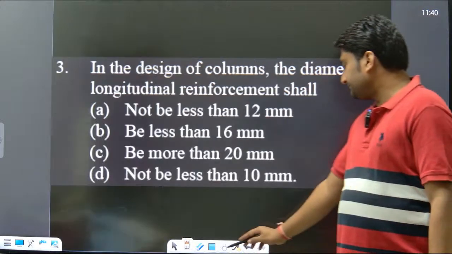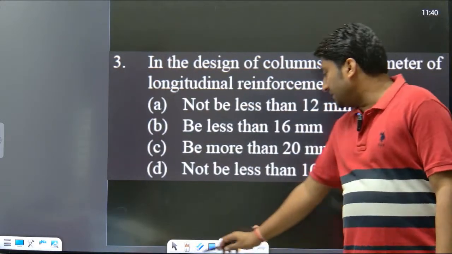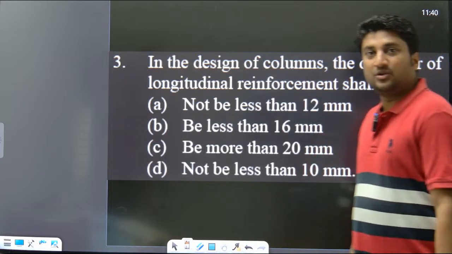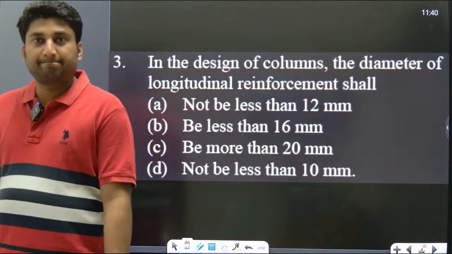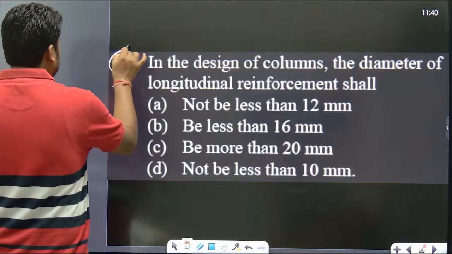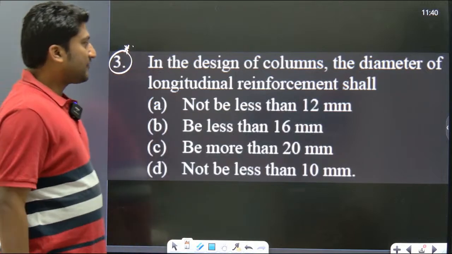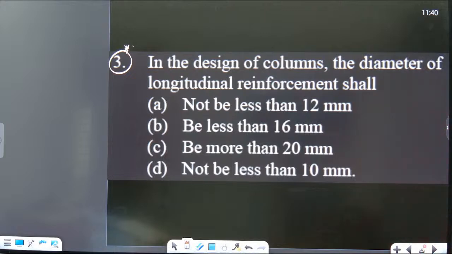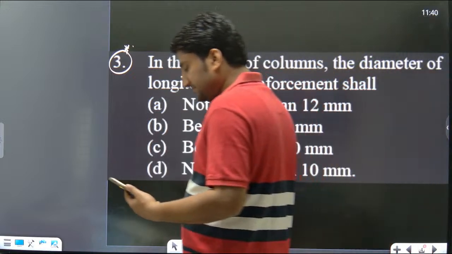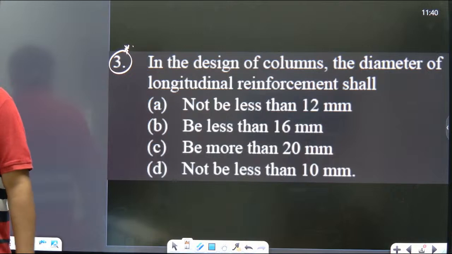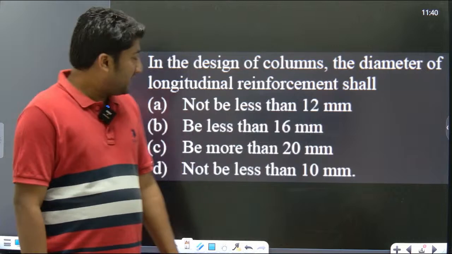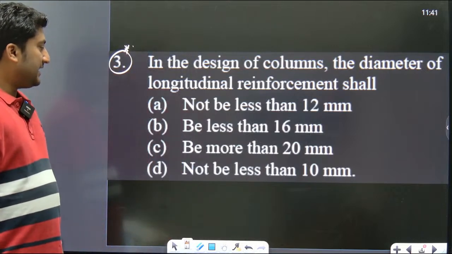Next question is, in the design of column, the diameter of longitudinal reinforcement bar. So this is a very good question. Please put a star mark on this. In the design of column, answer the question, everyone. In case of column, what will be the correct answer? The diameter of longitudinal reinforcement shall not be less than 12, 16 mm, 20 mm, or 10 mm.